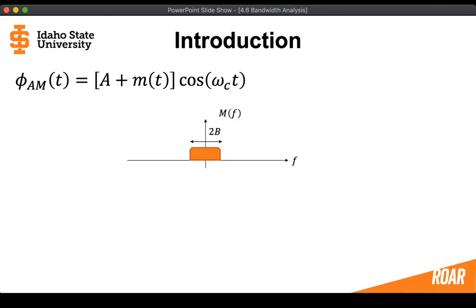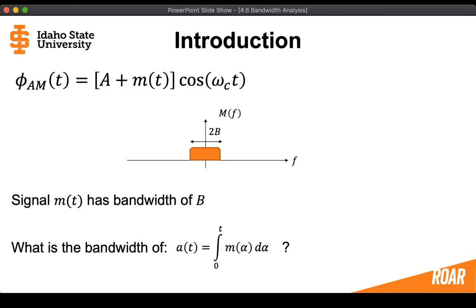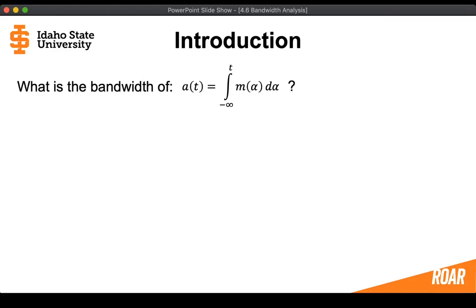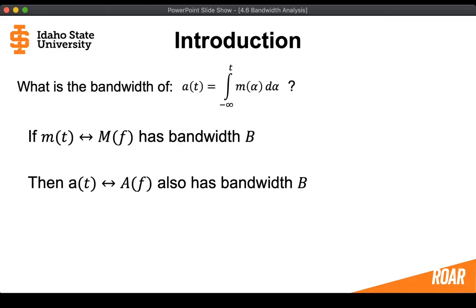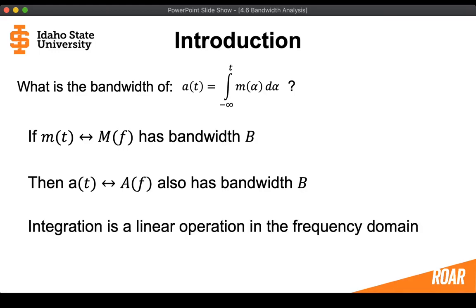All right, so we still want to find the bandwidth of this frequency modulated signal. So let's think about what the bandwidth of the AM modulated signal is. The message is going to have a bandwidth that looks like this. So the signal, we could say, has a bandwidth of B. So what's going to be the bandwidth of A of t? What's the bandwidth of that integral? Well, if the message has a bandwidth of B, then A of t is also going to have a bandwidth of B.